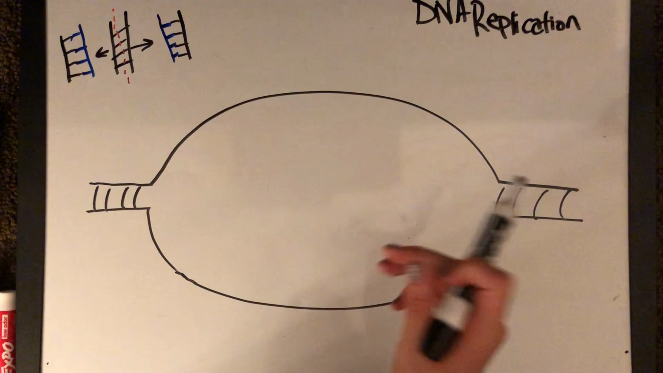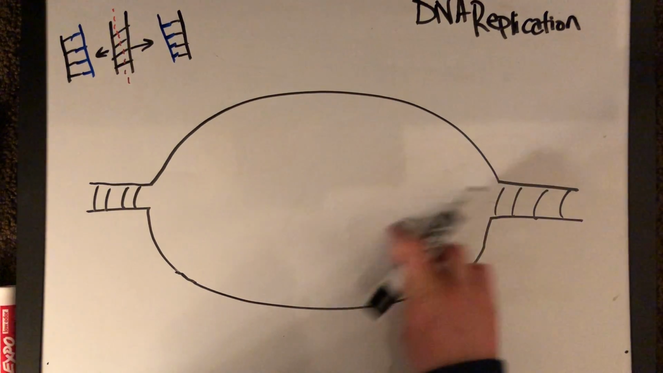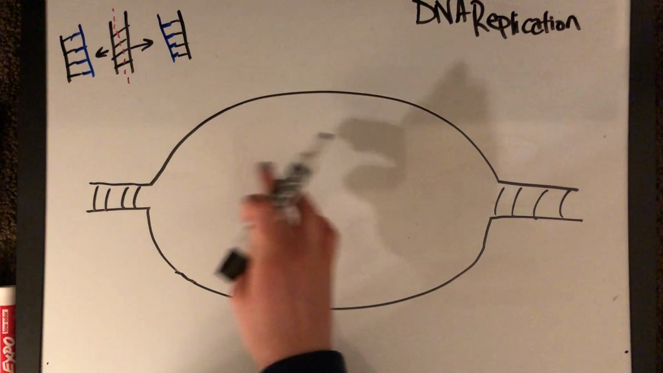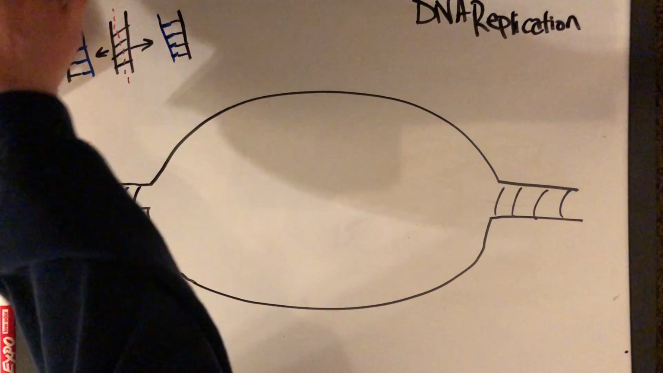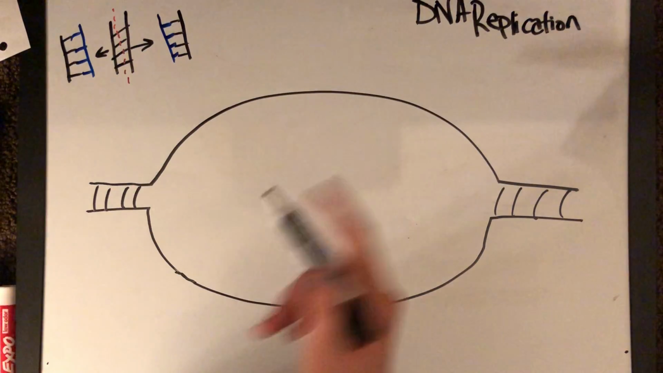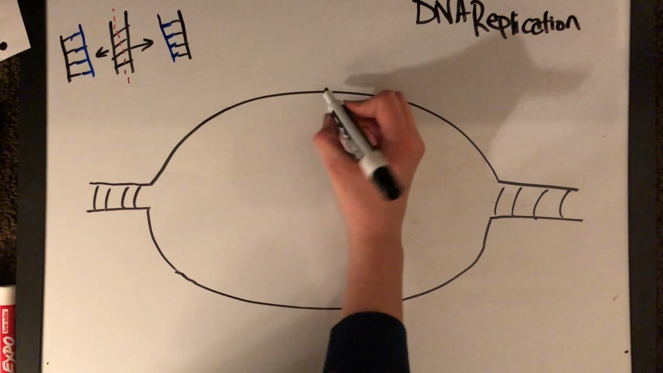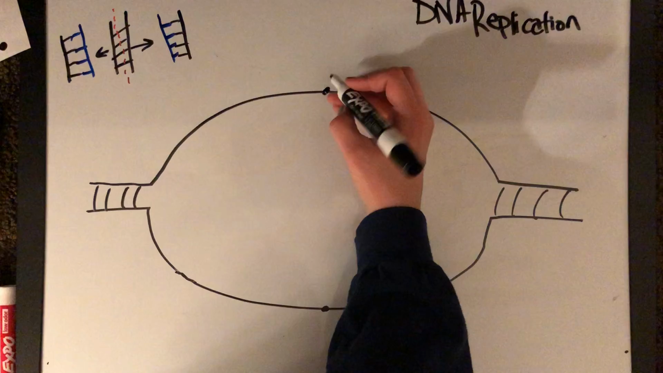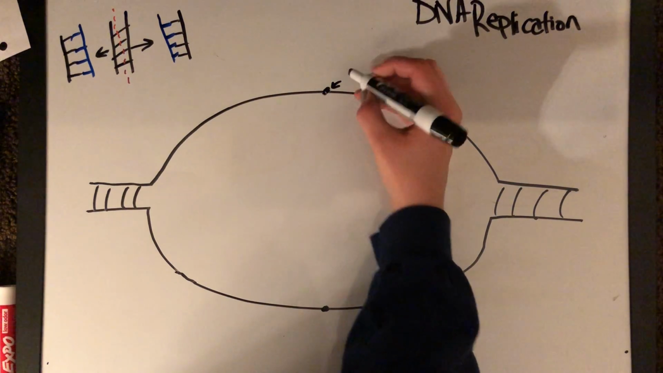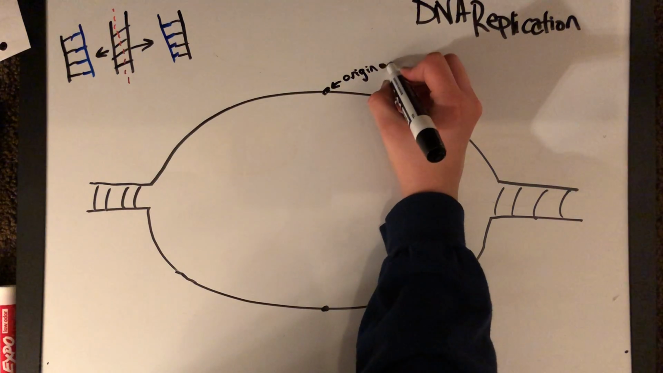Okay, so I don't think that he really teaches this next part, but it helps me understand it, and a lot of people I've talked to helps them understand it as well, so I'm going to teach it to you. We have the origin of replication is going to be here and here, and that's in the center of our bubble. Origin of replication.